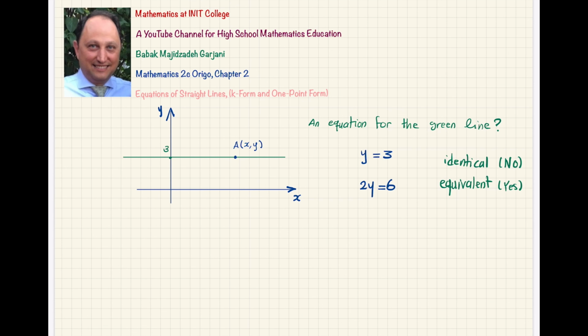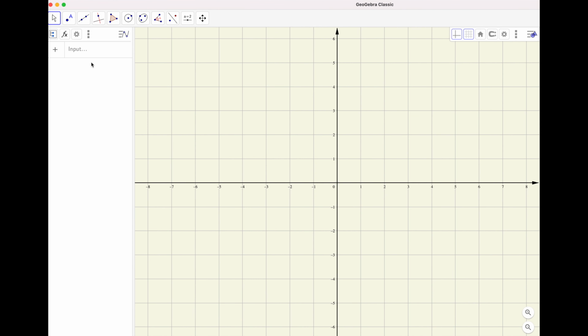So for example, if I go to GeoGebra here, let me just draw y equals 3. You see I get this line, which is a horizontal line passing through 3 here. And then it doesn't matter if I ask GeoGebra, for example, to draw 2y equals 6, you see? You don't see any difference. Let me just clean this one and let me do it once more. So you see 2y equals 6 is exactly the same line without any changes.